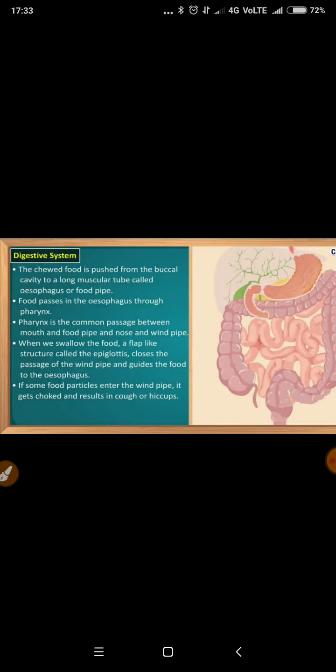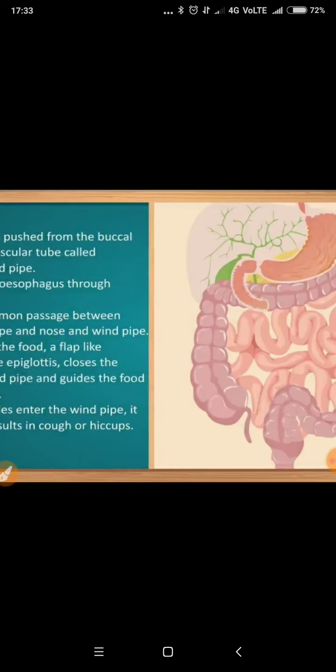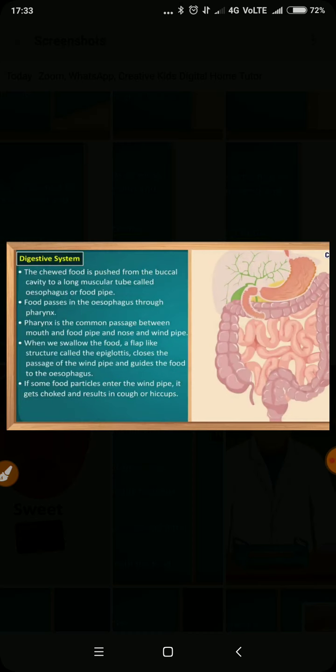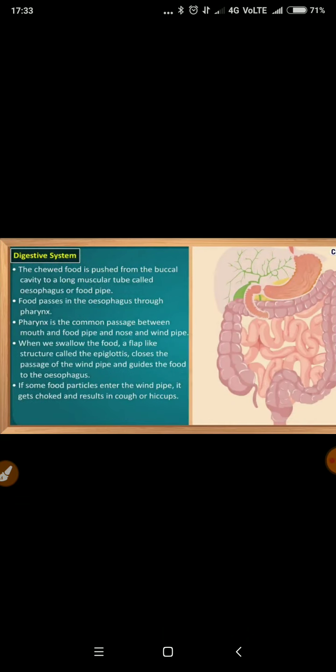Now look at this digestive system. What is next? The chewed food will be pushed from the buccal cavity, right, to a long muscular tube. What is that tube called? Esophagus or food pipe we can say. है ना? अब ये कहाँ ना कहाँ जाएगा? जो कि आपने हाफ च्यू किया है अपने माउथ से, it will go into the food pipe that is the esophagus. अब food pipe से food कहाँ पास होगा esophagus से? It will go through the pharynx.